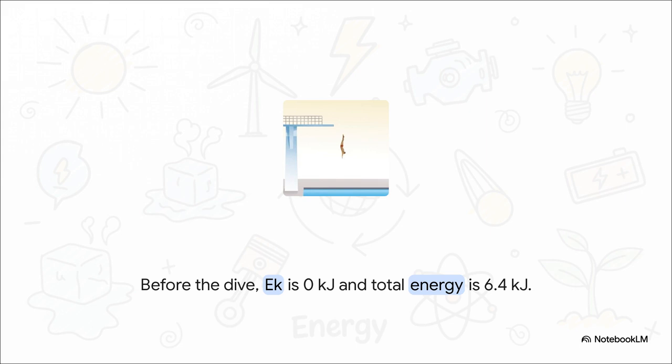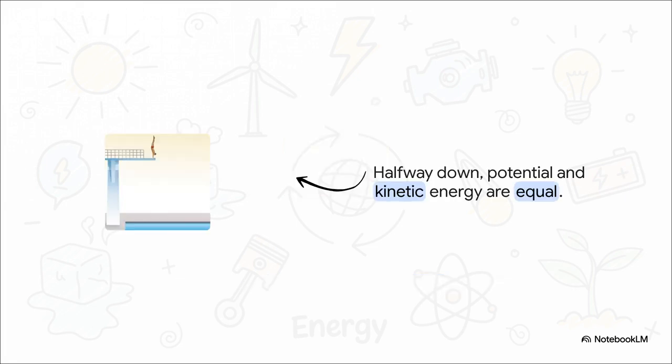Think of it like two buckets. His potential energy bucket is completely full at 6.4, and his kinetic energy bucket is bone dry at 0. His total mechanical energy is 6.4 kilojoules. Now, he drops. At exactly the halfway mark, 5 meters down, something pretty beautiful happens. His height is cut in half, so his gravitational potential energy drains by exactly half, down to 3.2 kilojoules.